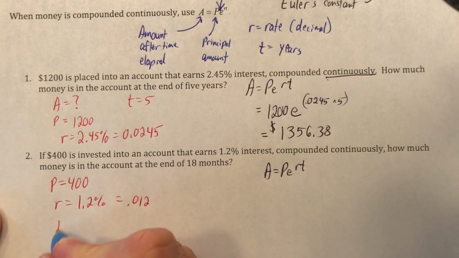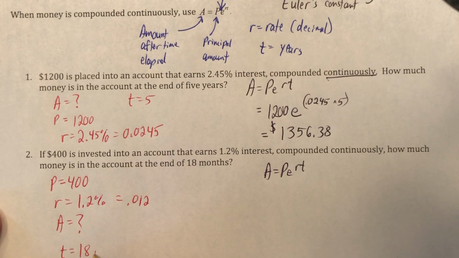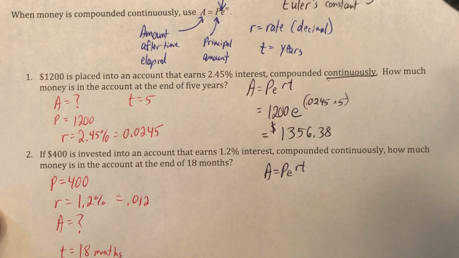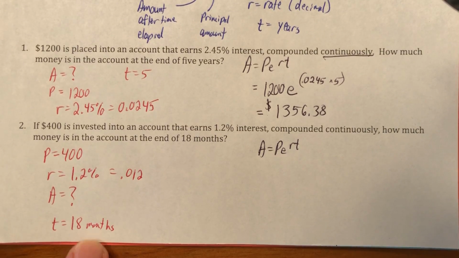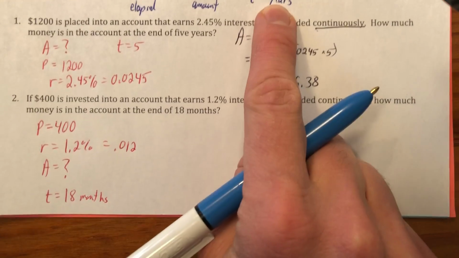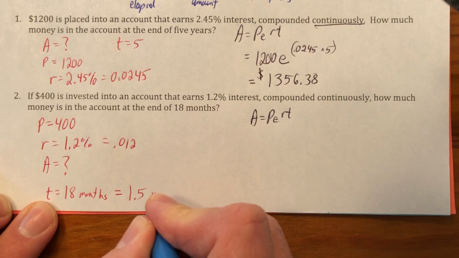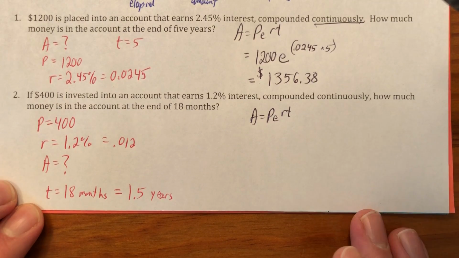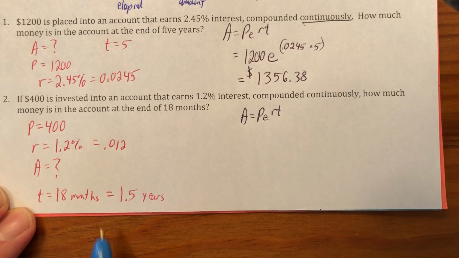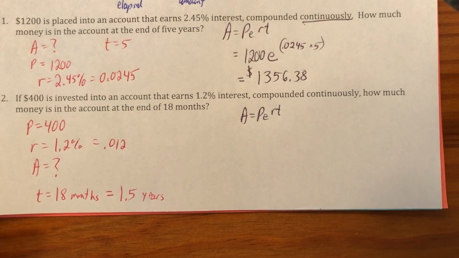Well, they're asking for the A value, and they told you 18 months. But wait, there's a trick to this one. It's not as basic as you think, and here's the trick. 18 months, well, T has to be the number of years, but they gave me months. 18 months is 1.5 years. If you're 18 months old, well, then you're probably not capable of watching this video and understanding it. But if you're 18 months old, then you've gotten a year behind you and 6 more months. 1 year, 6 months is 1.5 years.